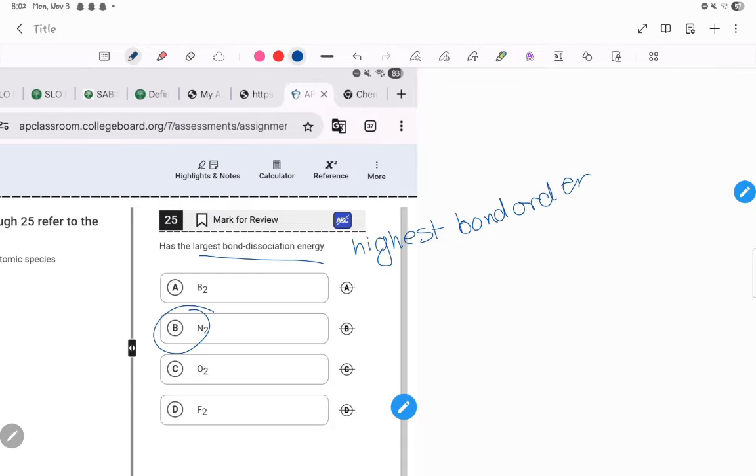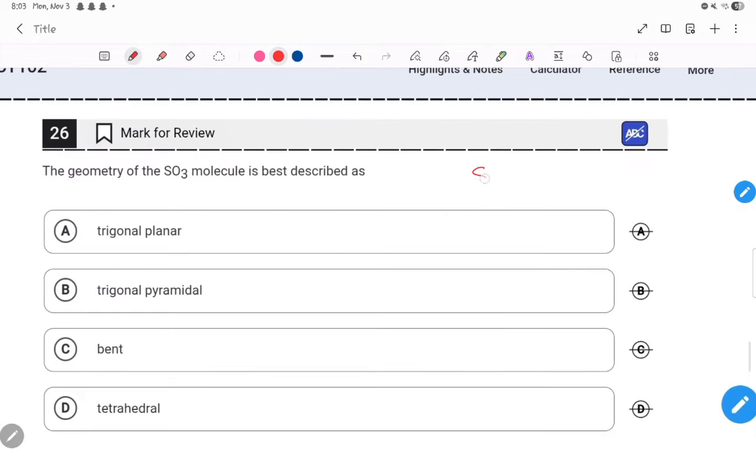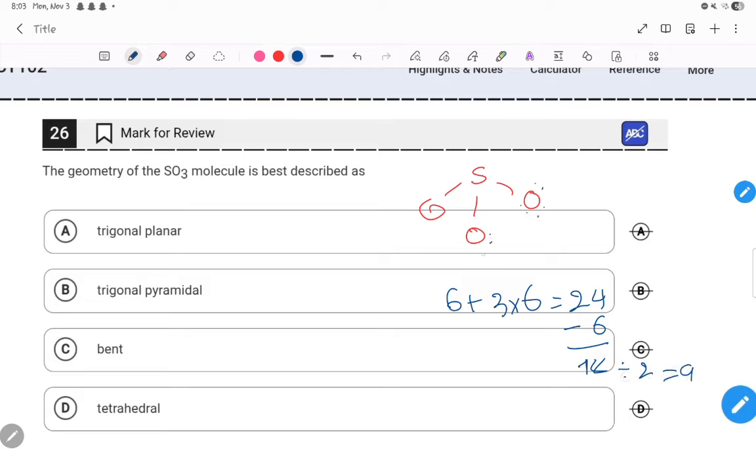Now, SO3 geometry. Okay, we start. S is in which group? S is in group 6 plus 3 times 6. So 6 plus 3 times 6, that's going to be 24. Minus, we already used 6 electrons because we used 3 bond pairs. So 24 minus 6, that's going to be 18. Then 18 divided by 2, that's going to be 9. So 1, 2, 3, 4, 5, 6, 7, 8, and 9.